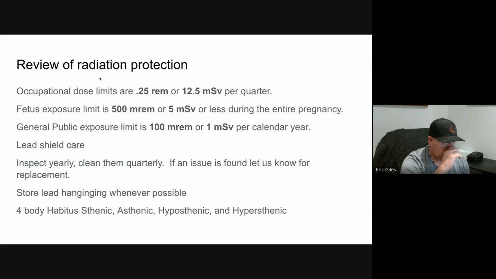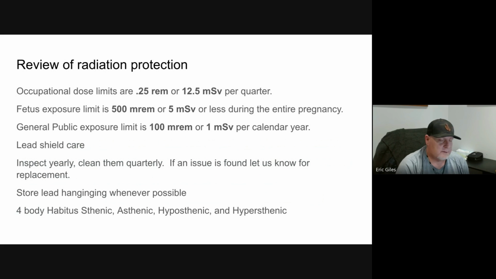So just a real quick review on occupational dose, fetus dose, and the general public dose. Just be familiar with these. The occupational dose is 2.5 or 0.25 REM or 12.5 millisieverts. The fetus is 500 millirem or 5 millisieverts during the entire pregnancy. For the general public, limit is 100 millirems or 1 millisievert per calendar year. So, the radiation dosage isn't that high, really. Us that work around it, it's a little bit higher for sure. But we still need to take care of ourselves.